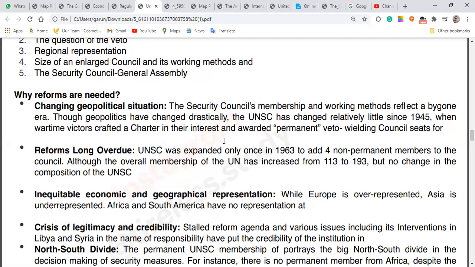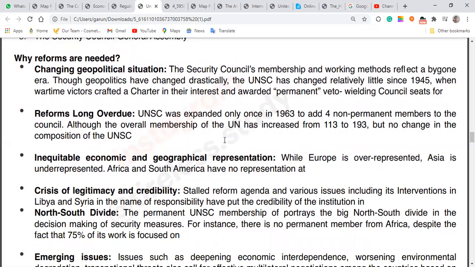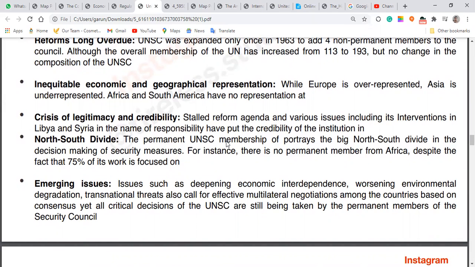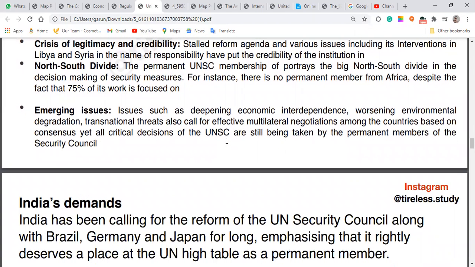Crisis of legitimacy and credibility, a stalled reform agenda, and various issues, including interventions in Libya and Syria in the name of the responsibility to protect, have put the credibility of the institution in question. There is also a North-South divide. The permanent UNSC membership portrays a big North-South divide in the decision-making on security measures. For instance, there is no permanent member from Africa, despite the fact that 75% of its work is focused on Africa. Emerging issues such as deepening economic interdependence, worsening environmental degradation, and transnational threats also call for effective multilateral negotiations among countries based on consensus, yet all critical decisions of the UNSC are still being taken by the permanent members of the Security Council.